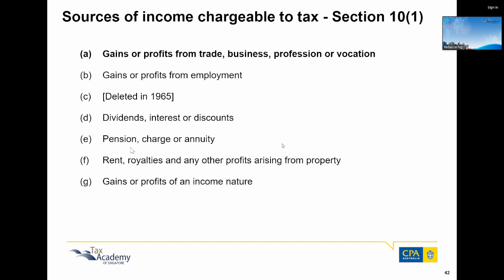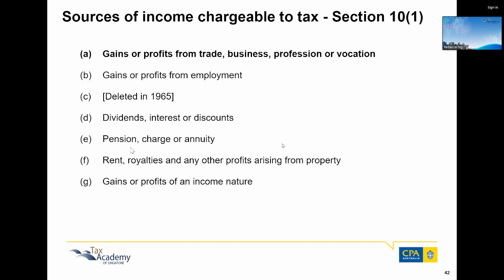For section 10(1)(e), we have pension, charge, and annuity. Pension is actually a lump sum of money that is paid to an individual after his retirement. The charge refers to income received by virtue of a deed or court order. Annuity is a recurring annual payment that arises from the purchase of an insurance policy. And section 10(1)(e) is more likely applicable to individual tax, right?